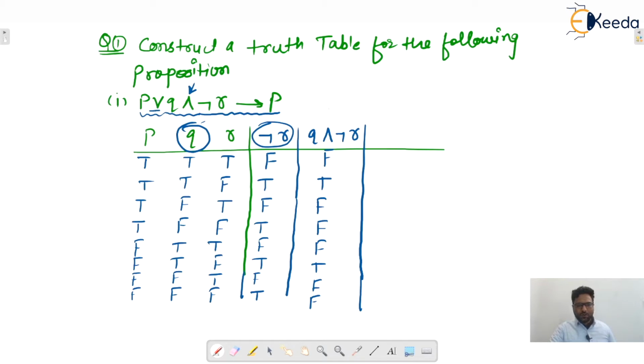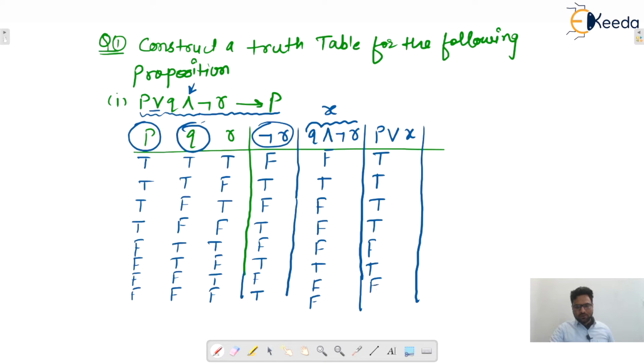Next, evaluate the OR operation. Let us assume this one is x, so we find P or X. What will be P or X? True or false is true. This is also true, this one is also true, this one is also true. This one is P only, now this one is false. Then true, false, false.